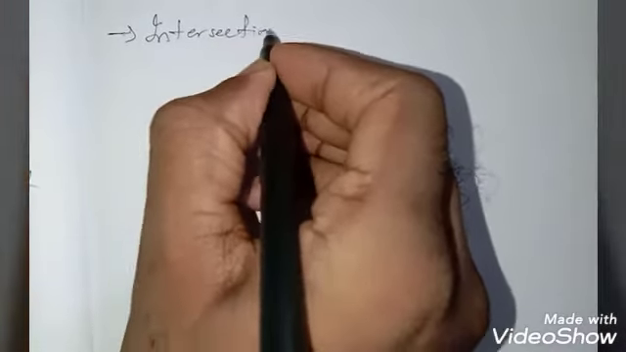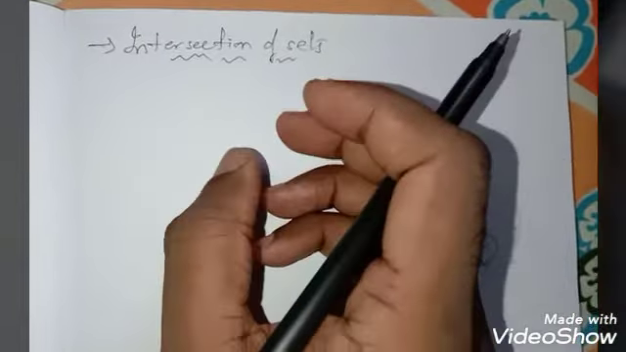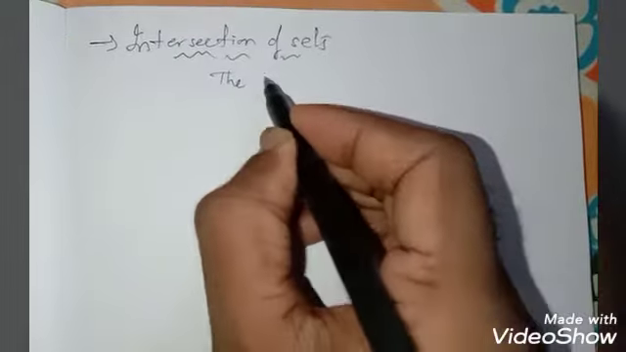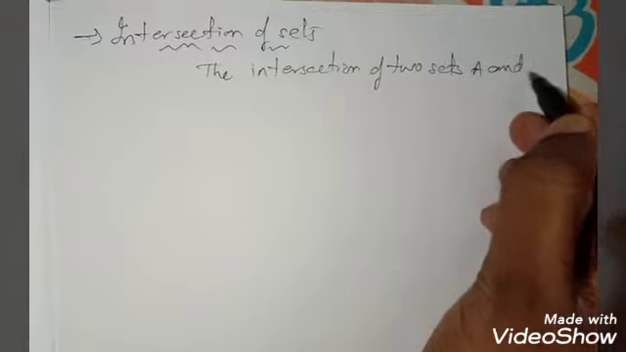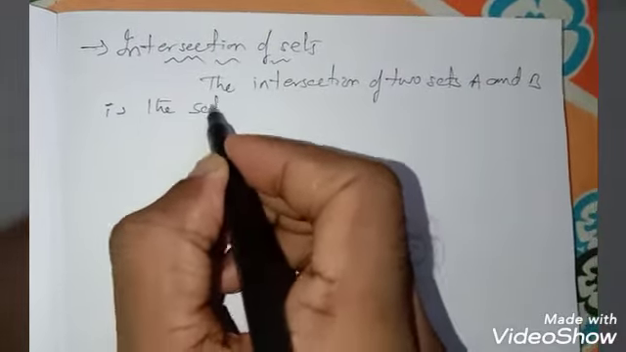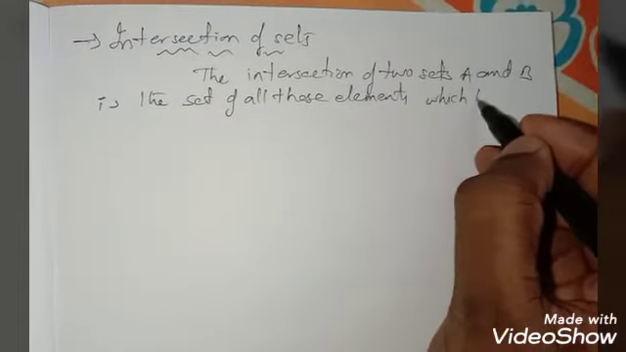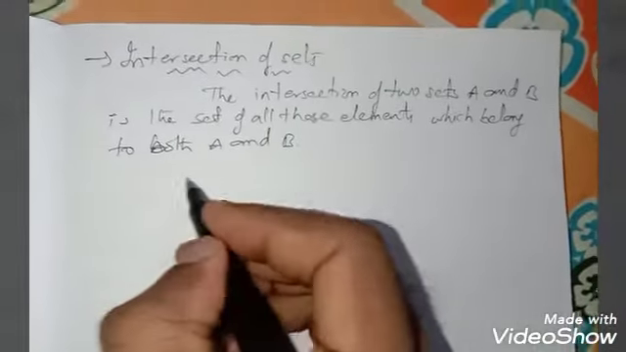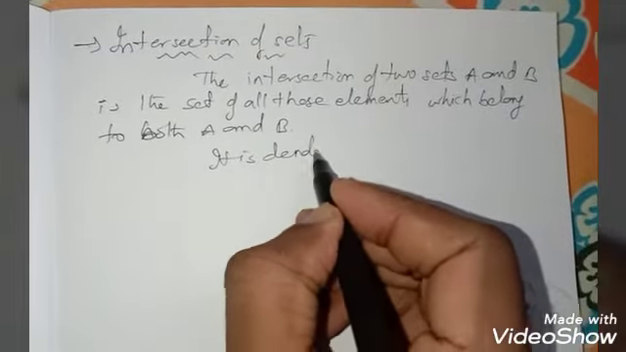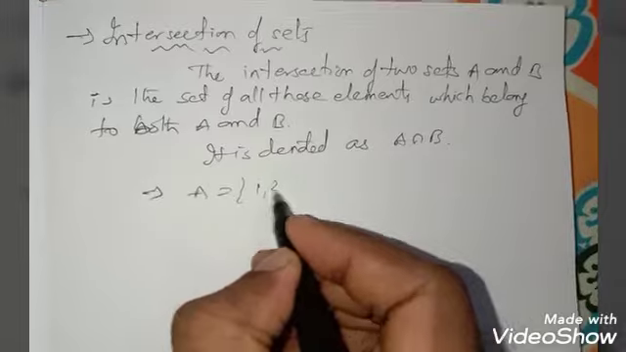Okay, so next is intersection of any two sets, right? Now how to find the intersection of sets? As per the definition, the intersection is nothing but the common values, meaning we are selecting only the common values. The intersection of two sets A and B is the set of all those elements which belong to both A and B, and it is denoted as A ∩ B, right?